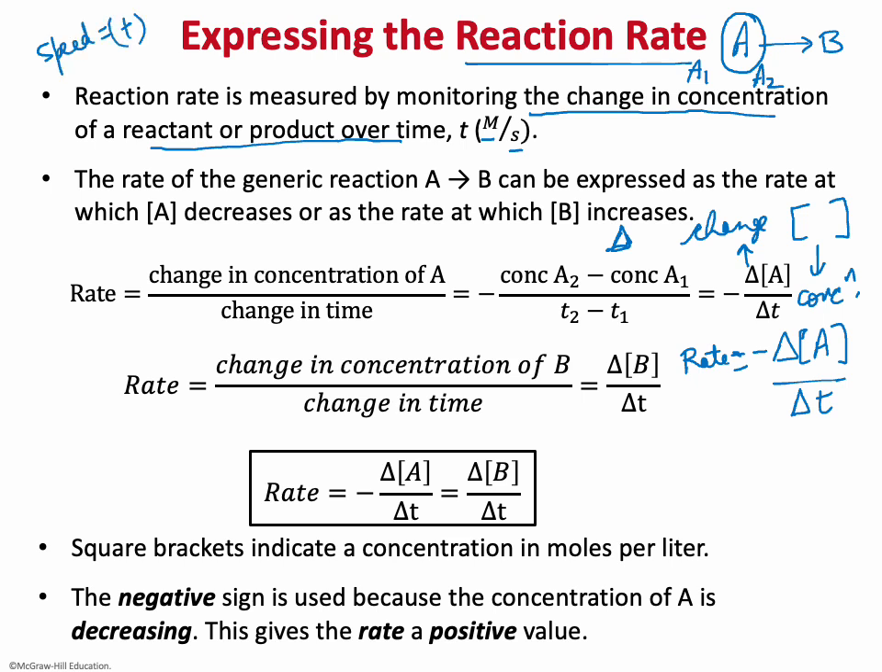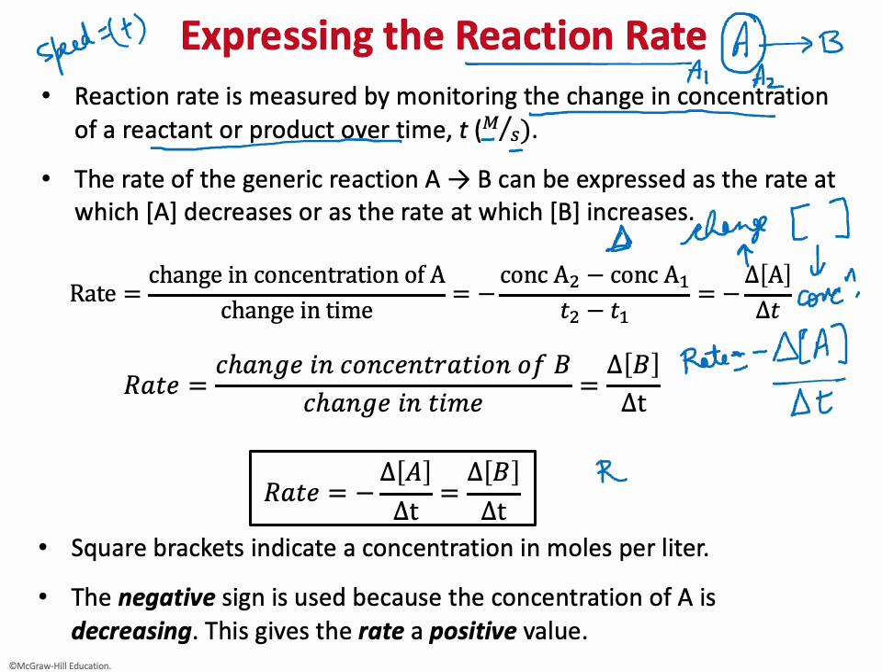Because even if your car is reversing at 10 miles per hour, you don't say it's negative 10 miles per hour. The speed is 10 miles per hour, right? So same thing here. Even if the concentration of A is decreasing, the speed will always be a positive term. And that's why we put a negative here to make your speed positive. So the rate of disappearance of a reactant would always have a negative sign in front of it.